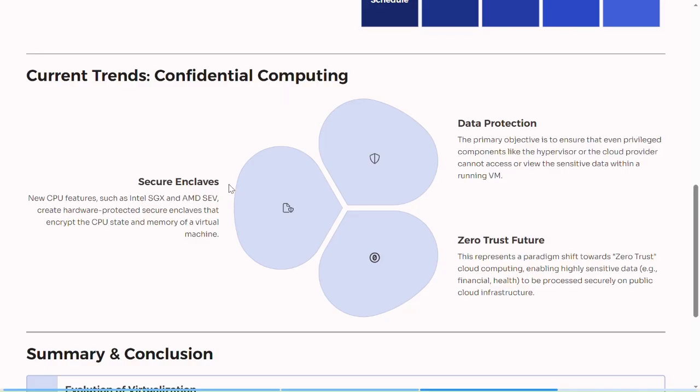If I talk about a real-world scenario, it's like a digital vault inside of the chip. Even the person who owns the server cannot see what's inside. This is the zero trust model, and it means we can put super private stuff like bank info in the cloud, and now it's 100% safe.